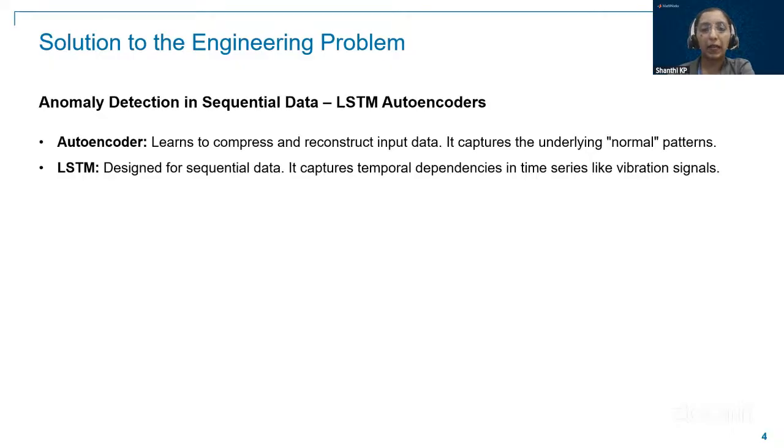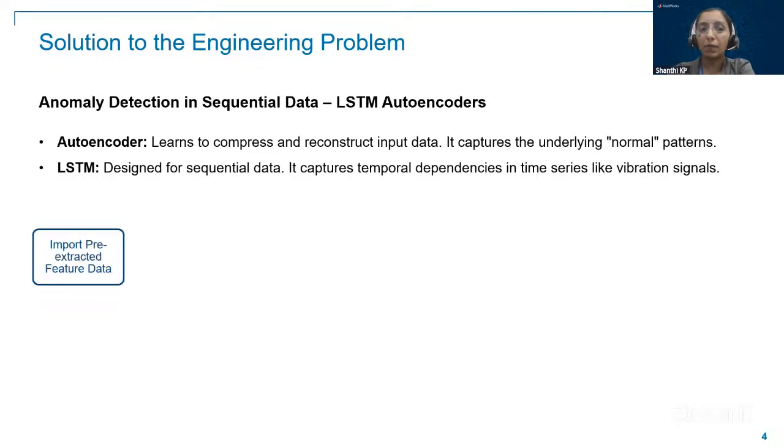And by combining autoencoders with LSTM, or long short-term memory networks, we have the advantage that an LSTM model is specifically designed for sequential data, allowing us to capture any temporal dependencies happening in time series data, such as our vibration signals from machines. We achieve this with a series of steps which we will implement in MATLAB today.